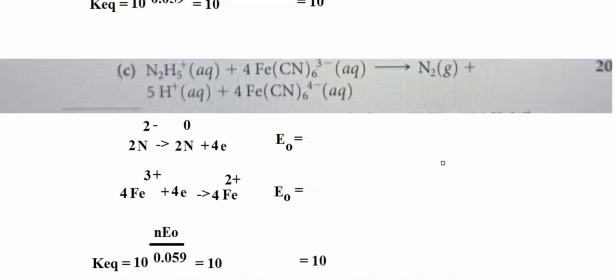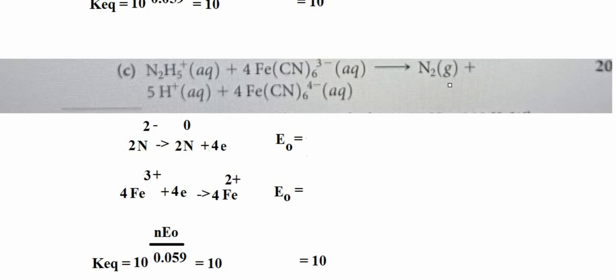Similar to this one, you have N2H5 plus. This is -2 because hydrogen is +1. We have 5, which is 5 plus, but in this one it is -2 because -4 plus 5 plus, you get the plus in here. That's why the oxidation state of the nitrogen is 2 minus.